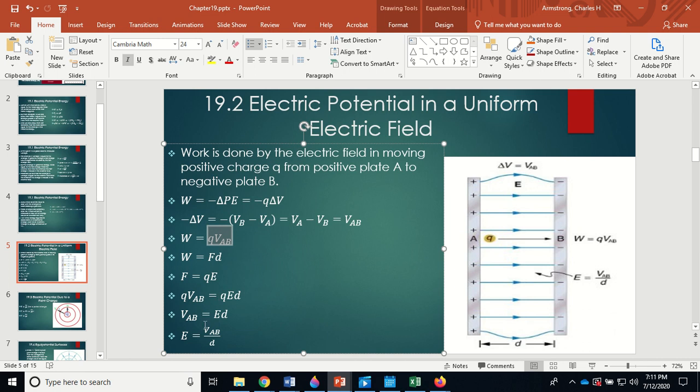The Q's cancel. VAB equals the electric field times the distance over which the particles moved. And E equals VAB over D. So now we've got another expression for the electric field. Before, it was newtons per coulomb. Now it's volts per meter, but they're interchangeable.